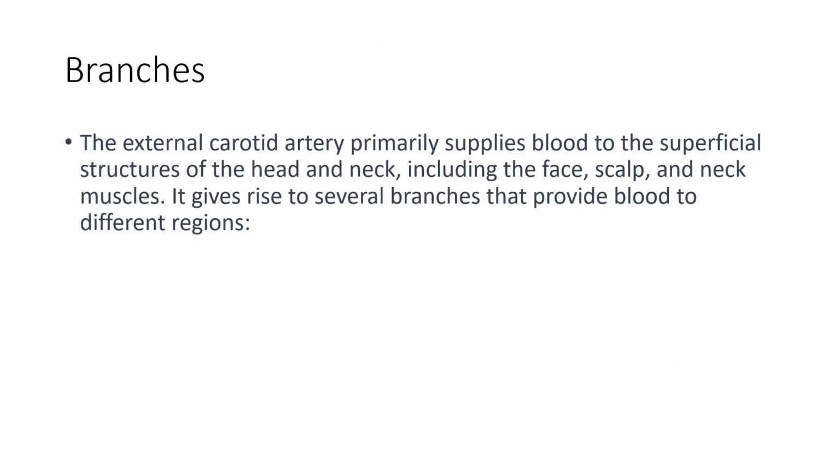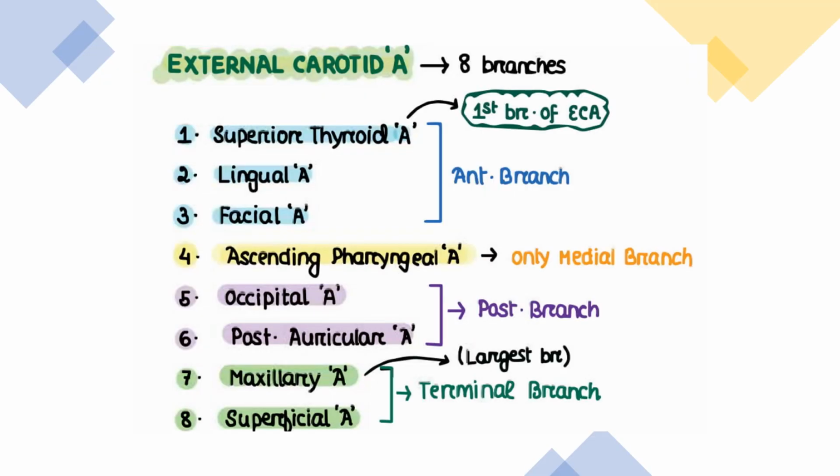Now let us talk about the branches of this external carotid artery. It supplies blood to the superficial structures of the head and neck, including the face, scalp, and the neck muscles. It gives rise to several branches that provide blood to different regions of the head and neck. So now let us discuss the branches of this external carotid artery. We have in total 8 branches.